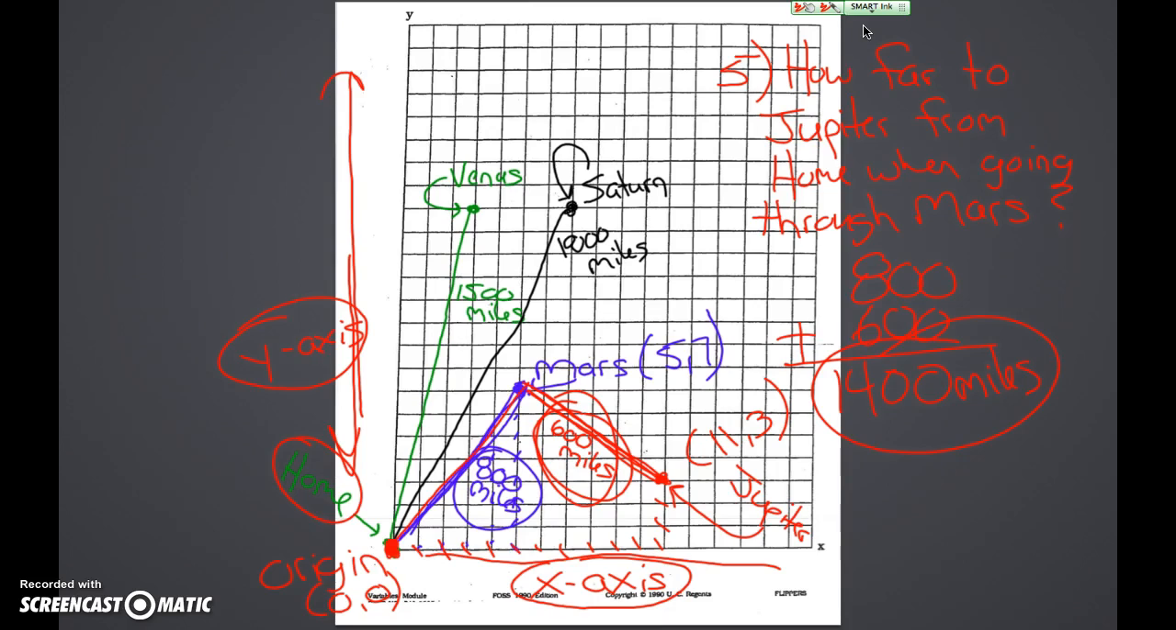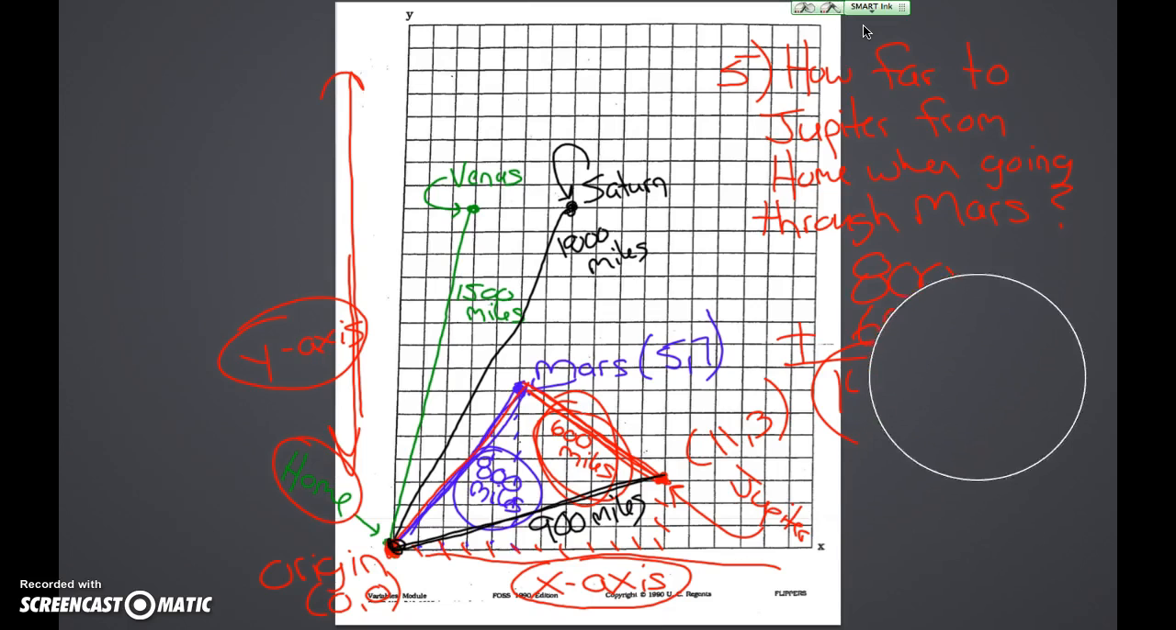Okay, now, last note for today. My idea is I don't want to go through Mars to get to Jupiter. I just want to go straight from home to Jupiter. And I'm going to tell you that to go from home to Jupiter, it is 900 miles. Okay?